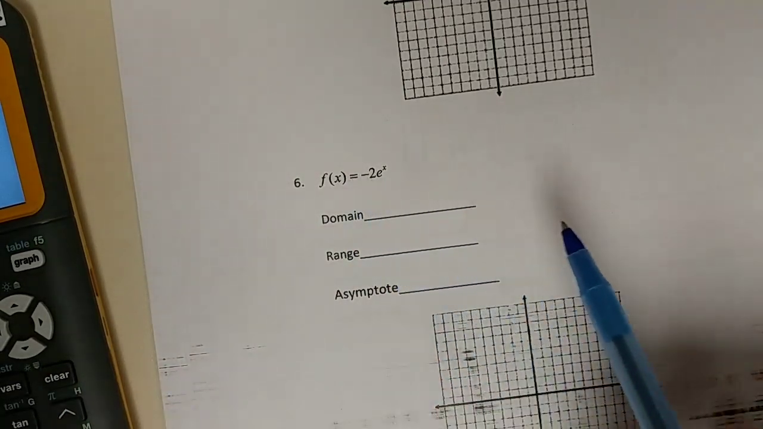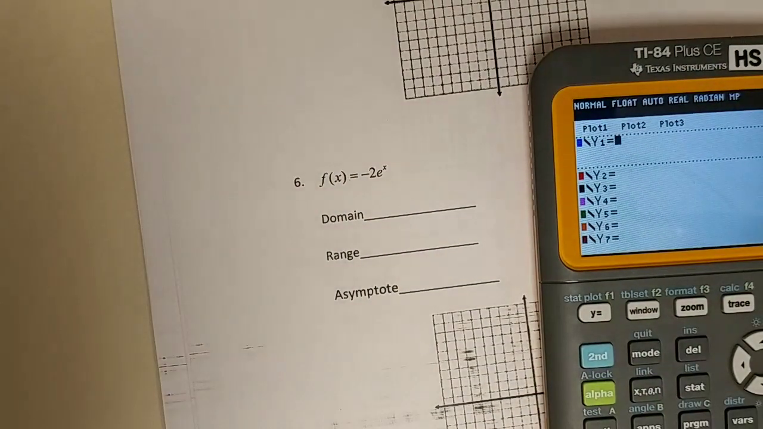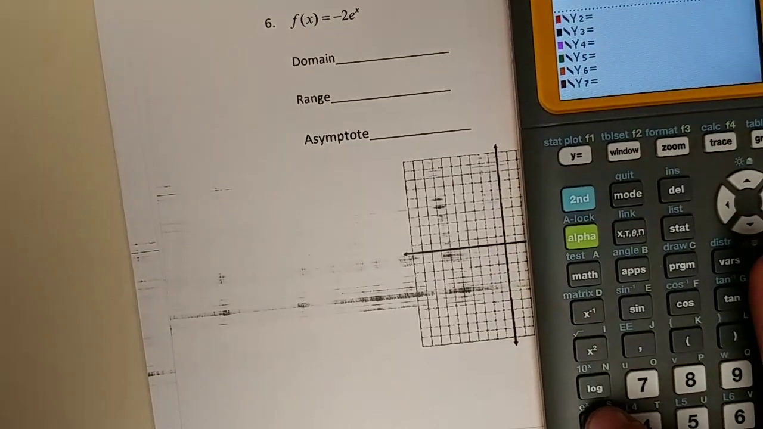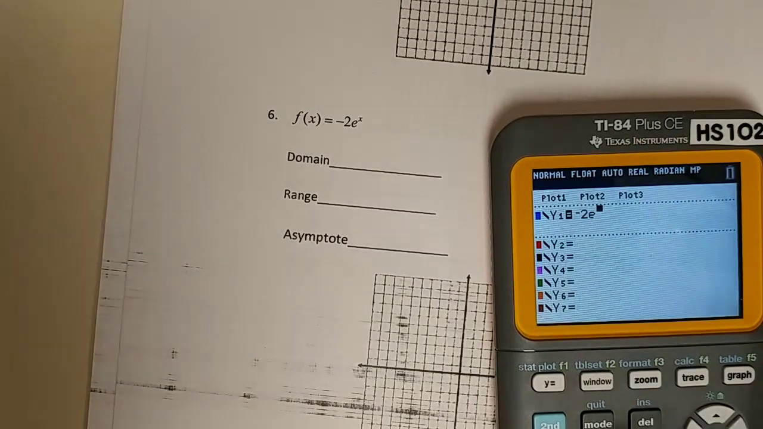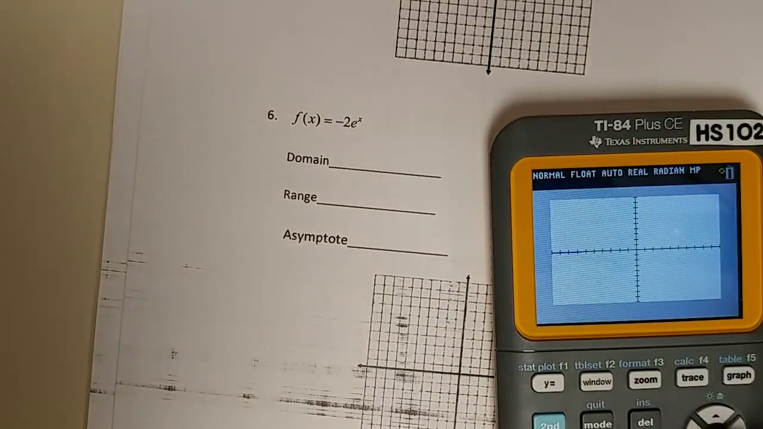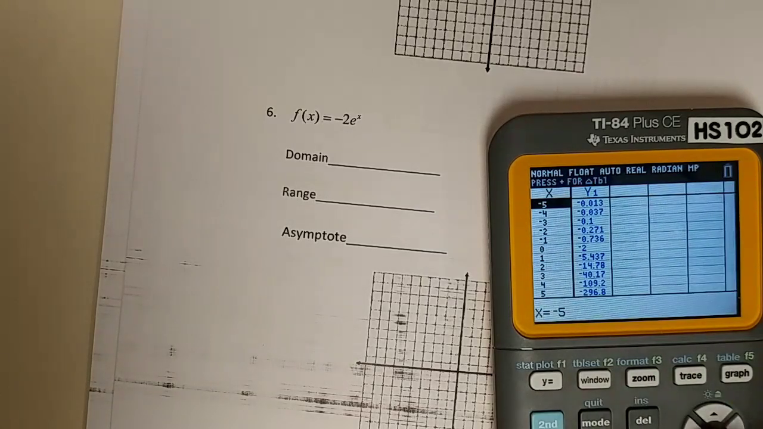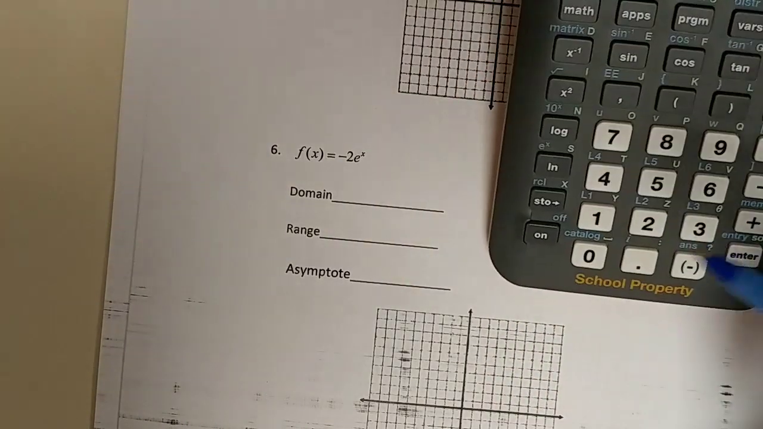f of x equals negative 2 e to the x. Type that all in your calculator one more time. Negative 2, second ln, so down here underneath log, x, graph. Hey, it looks upside down. Remember, since it's negative, it's upside down. Let's get the table. I only care at what h is and at h plus 1.